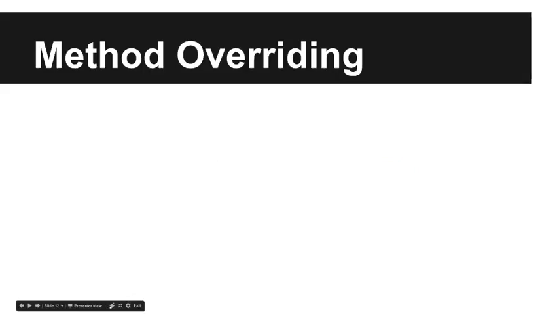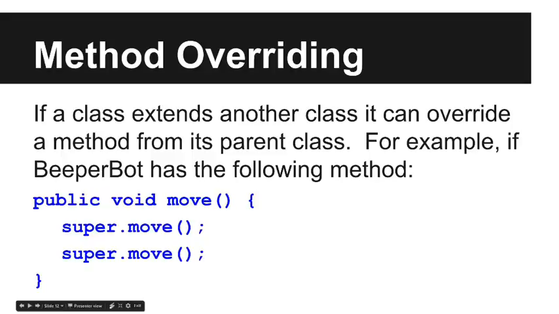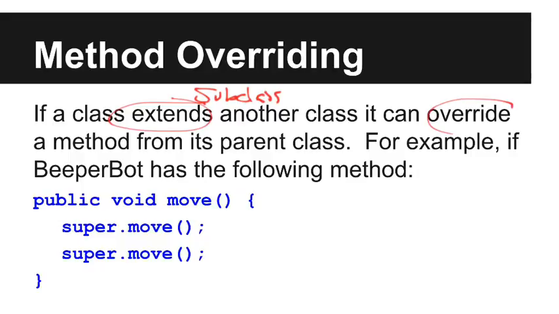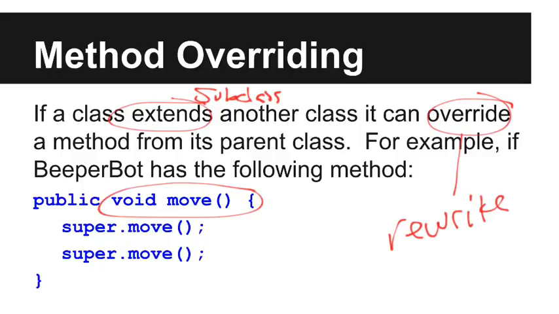All right. We have the ability to override a method. So this is if we extend another class, so we're a subclass, right? And we override an example, and we rewrite. So another way to think of override is we rewrite that method. We already would have the ability to move from our robot class. When we rewrite it, this is overriding.